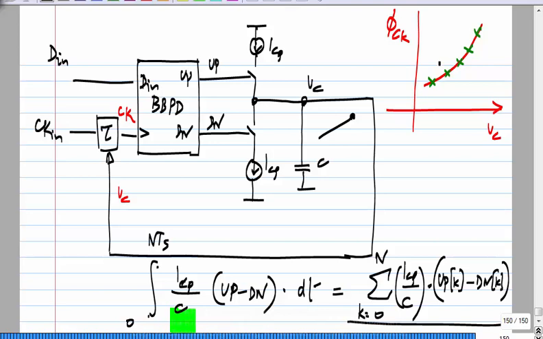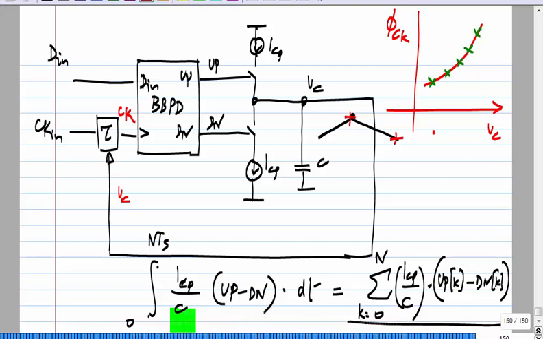So, finally, you understand what I am saying. If up is high, the Vc will vary like that, if down is high, it will vary like that. This expression is for integrating up to the end of some period. So, I will be looking at either this value or that value and so on, but that is okay. That is just an approximation to the continuous time integration that you know, right.